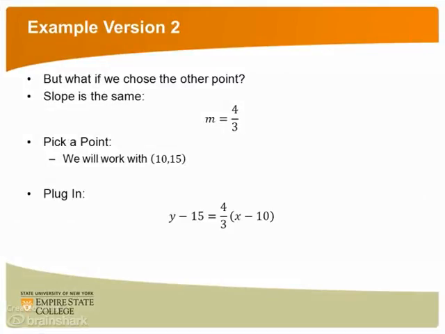Now, our x value is 10, our y value is 15, and our slope is still 4/3. Now our equation looks like y minus 15 equals 4/3, parentheses, x minus 10, close parentheses. That is one slight problem with the point-slope form. The instructor has two correct answers they have to look for.